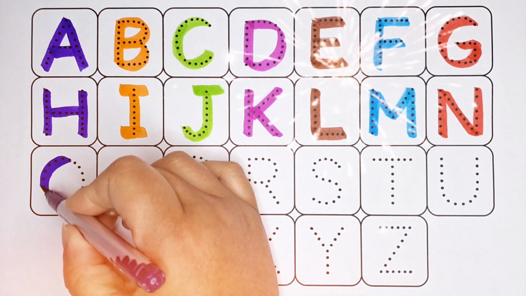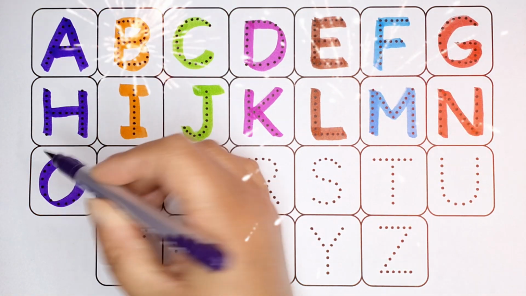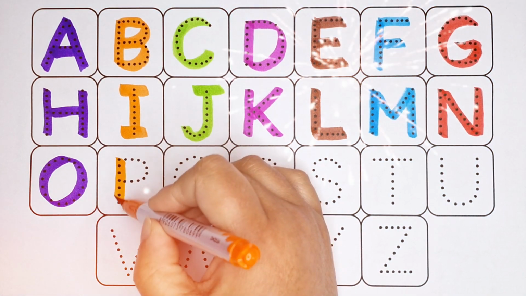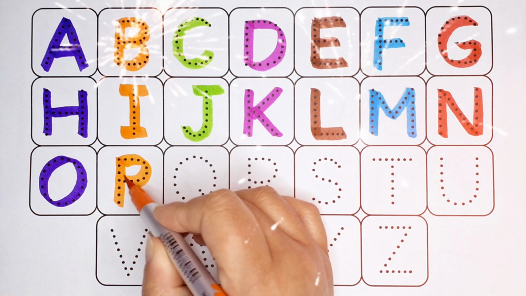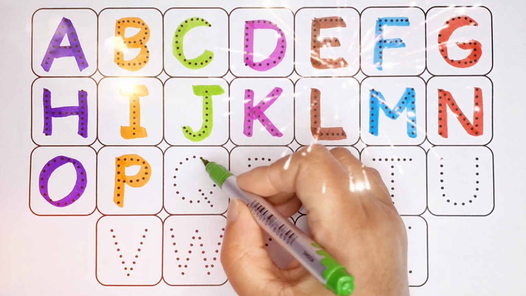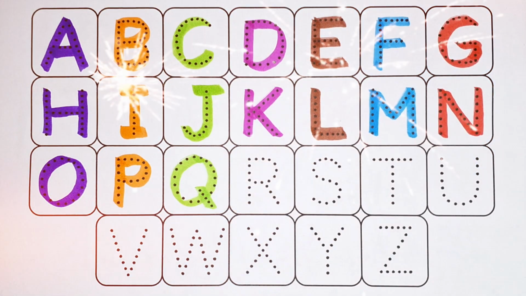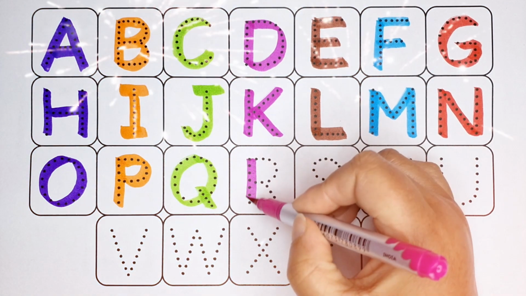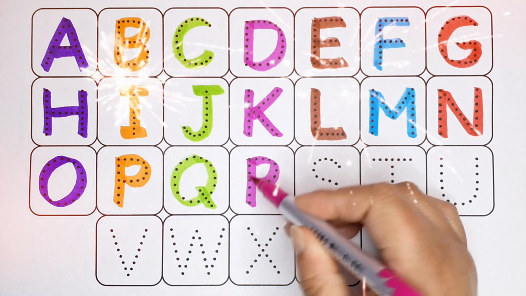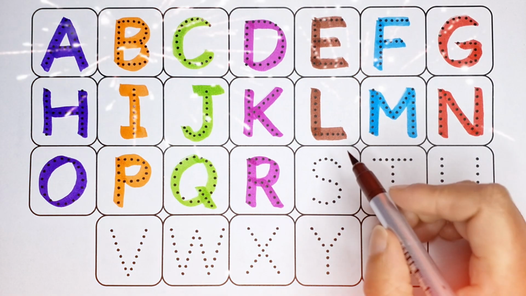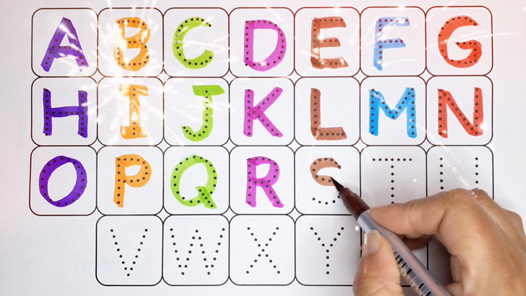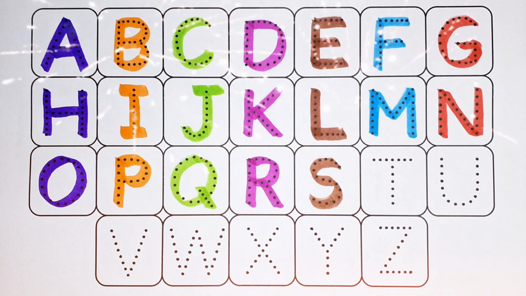Purple color O for octopus. Orange color P for pigeon. Green color Q for queen. Pink color R for river. Brown color S for sun.